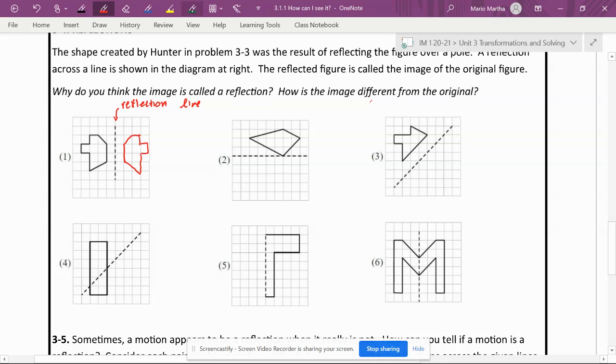Now question 2. The line of reflection is right here, so I'm going to do the same thing. This point stays there, and this point over here is going to be down there. And then this point down here is going to be 2 away from the line of reflection, and this one's also going to be 2 away from the line of reflection. So now I connect my dots and I get my new reflected image.